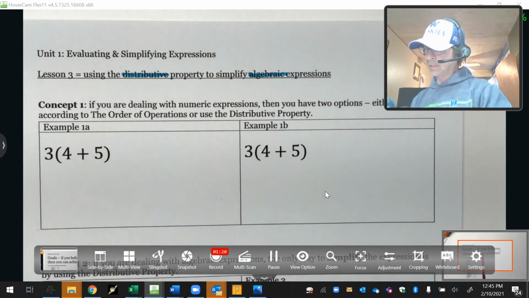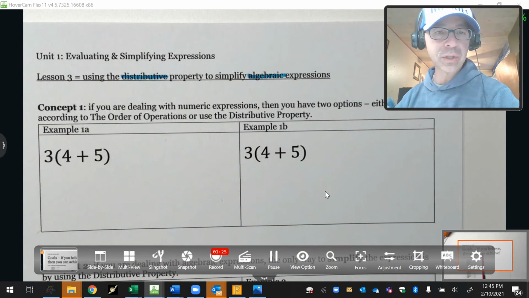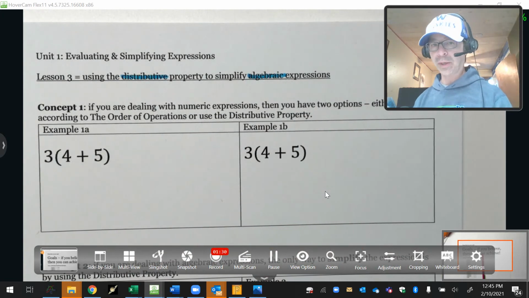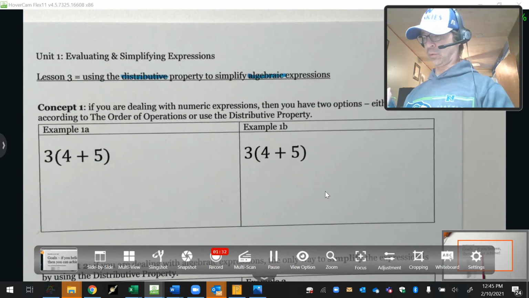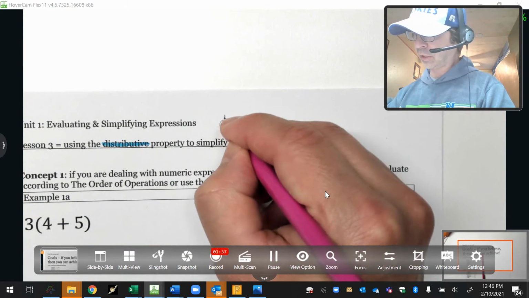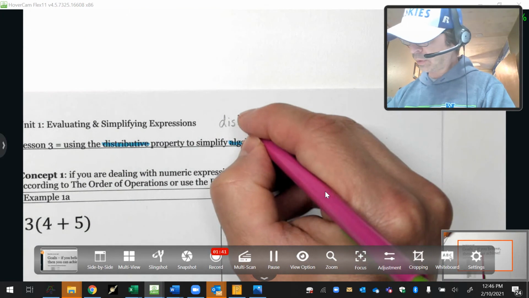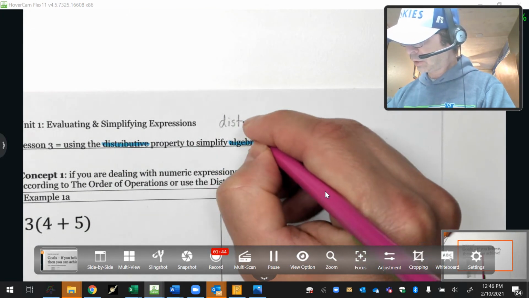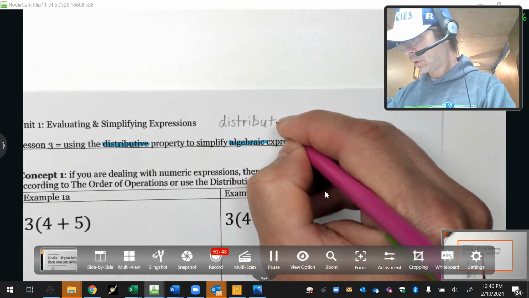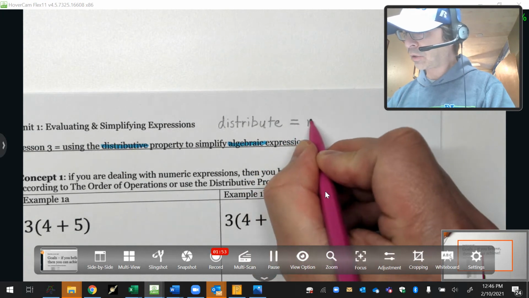If you are dealing with numeric expressions, then you have 2 options. Either evaluate according to the order of operations, which is PEMDAS, or use the distributive property. First off, distribute is a fancy word in math, and that's part of life, right? Learning vocabulary, learning what words mean. The more words you know, the better. Distribute is a fancy word, and it just means multiply. That's it.